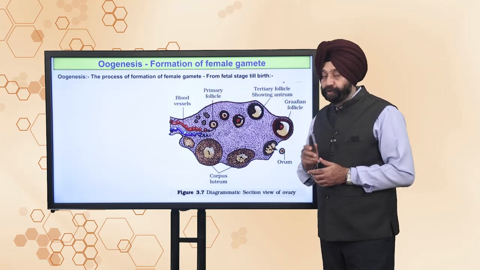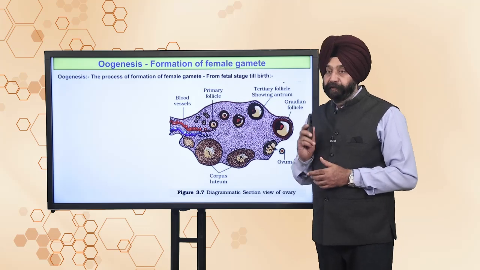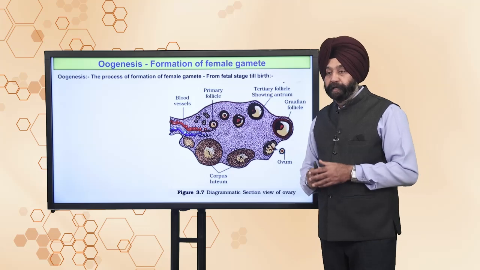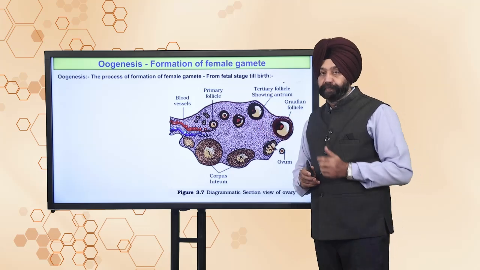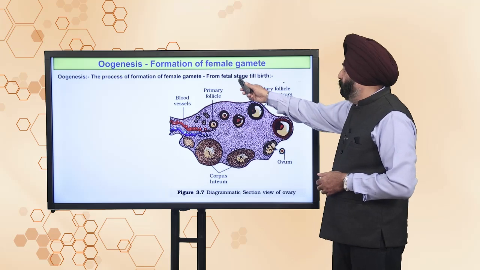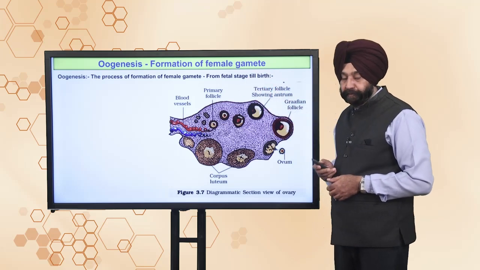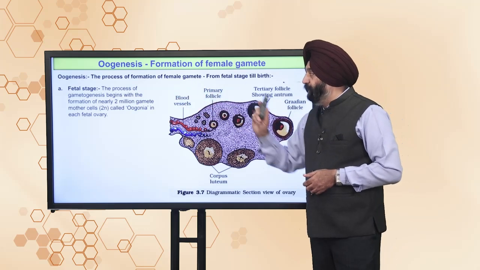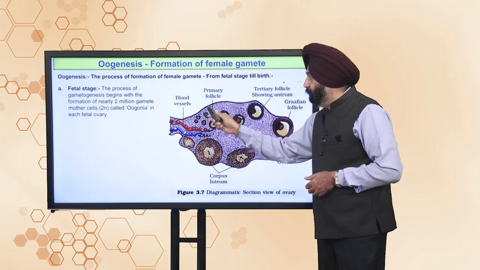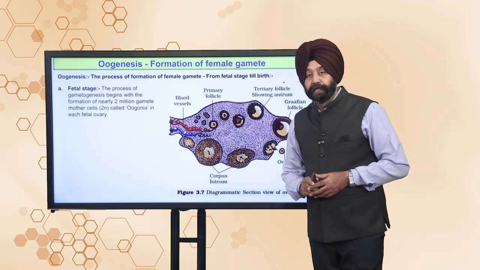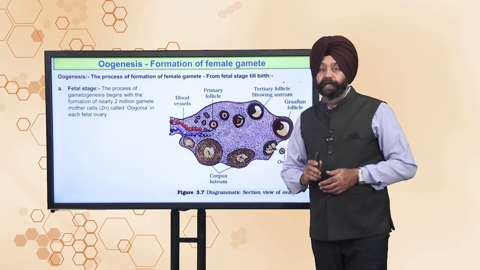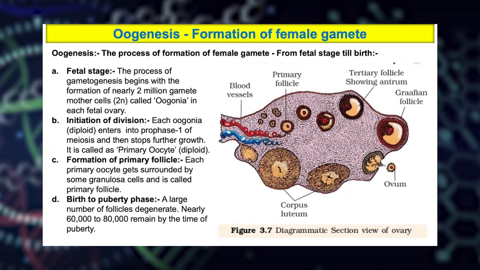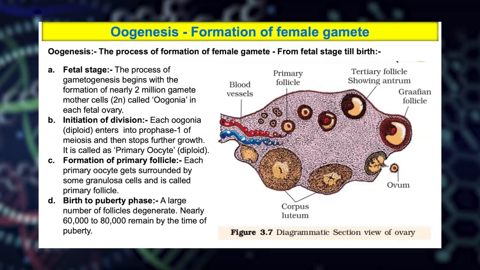But the thing to remember is, in females, different steps are involved which are distributed over the years. The first step is from fetal stage till birth. Let us see what happens there. In the fetus, the process of gametogenesis, formation of gametes, is initiated in the fetus itself. Nearly 2 million gamete mother cells are produced in each fetal ovary.